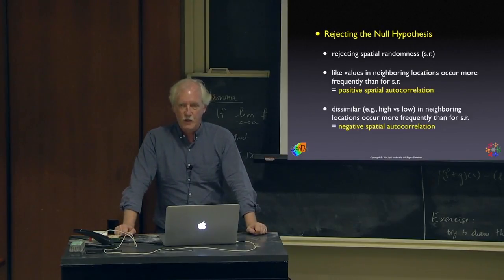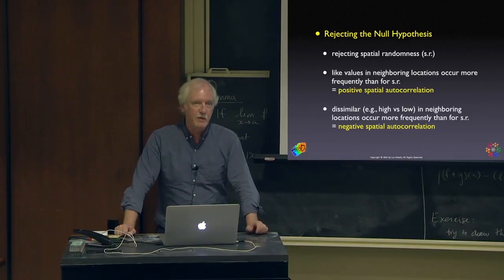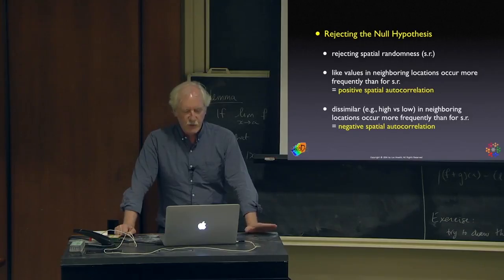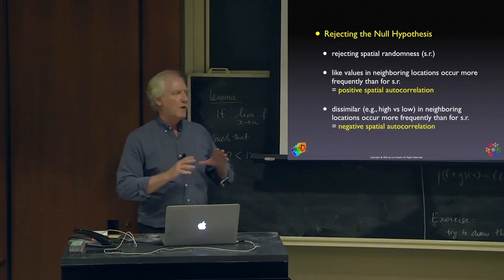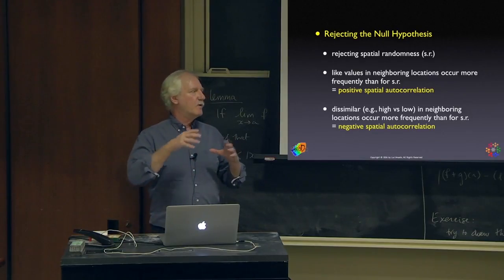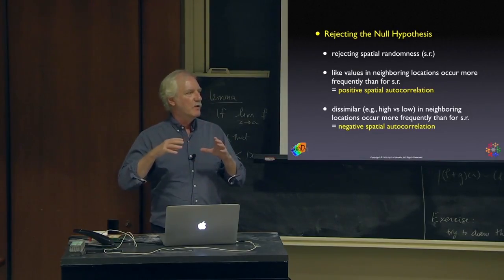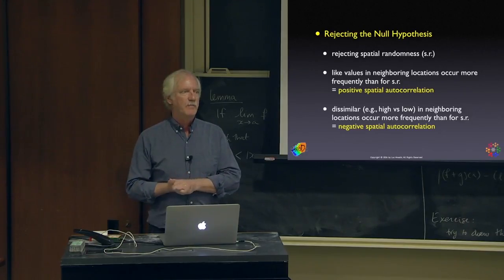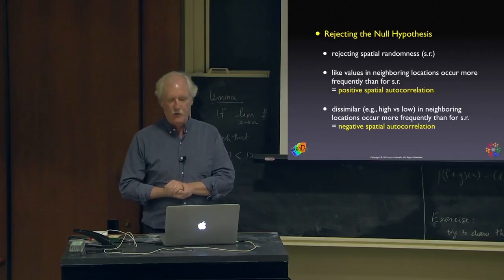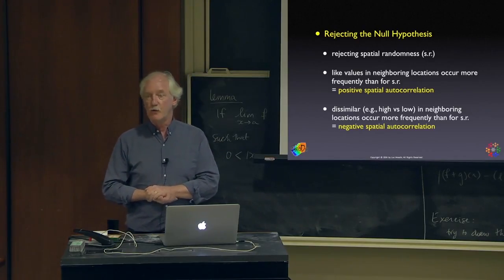One is intuitive, the other one is not. It maybe becomes intuitive after you think about it for a while, but it's not directly intuitive. So you reject spatial randomness, which means you lean towards discovering structure. One type of structure is when you have values in neighboring locations more often than you would expect under spatial randomness. In standard terminology, we call this clusters or clustering.